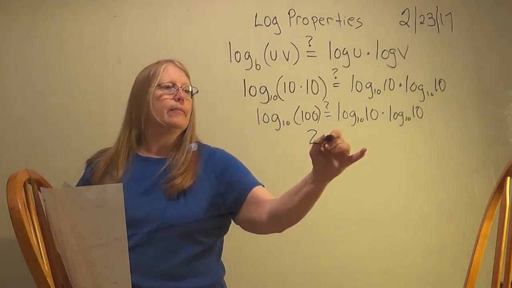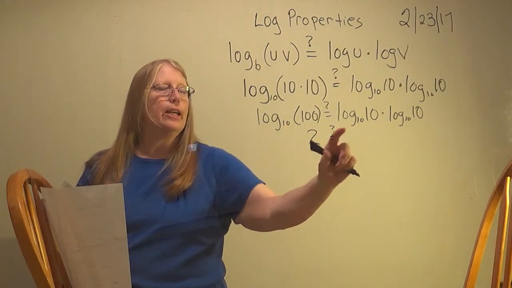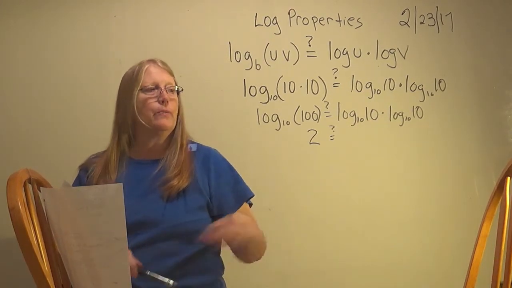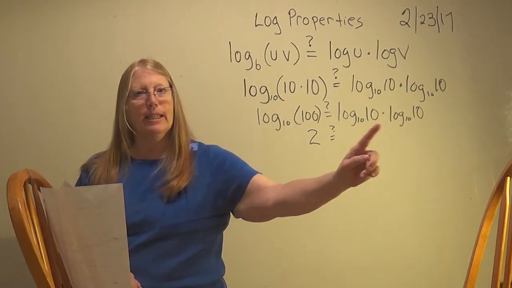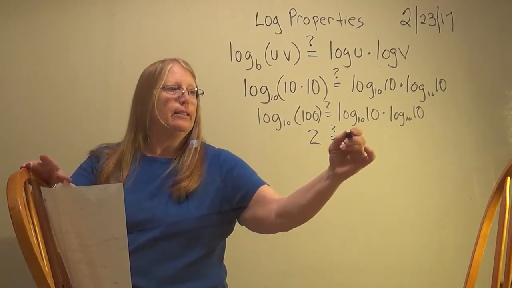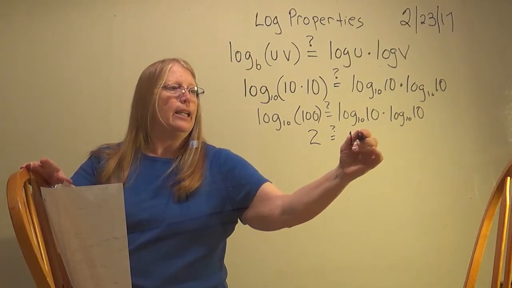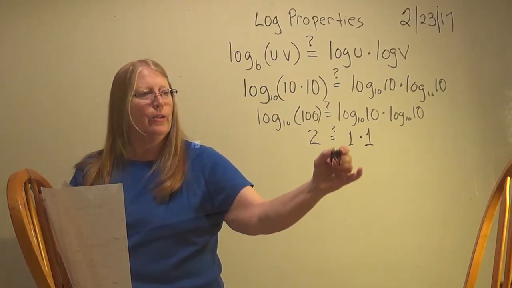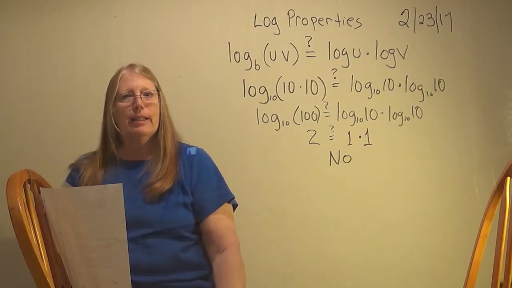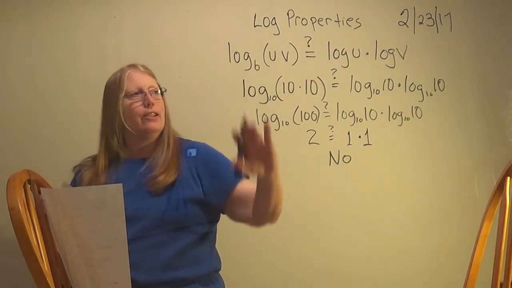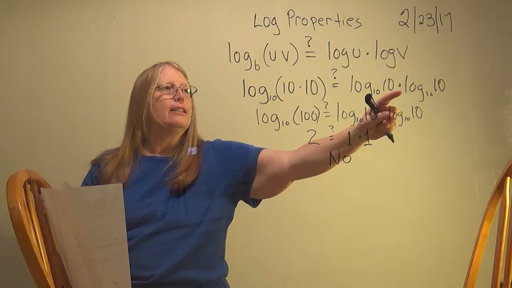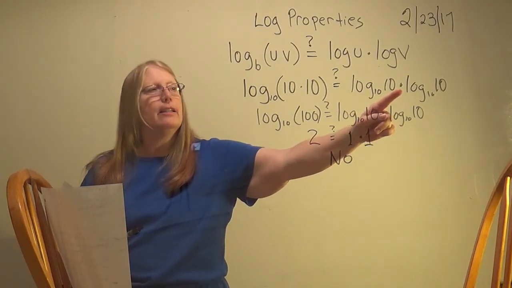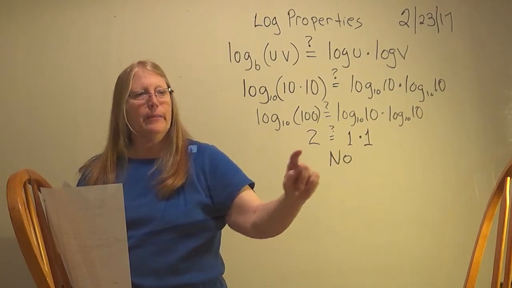But over here, whether these sides are equal still, what's log to the base 10 of 10? What exponent do I give 10, little 10, to get 10? 1. And then this one the same. Is that a true statement? No. Alright, so is there a way that I can change this operation right here to make this a true statement?